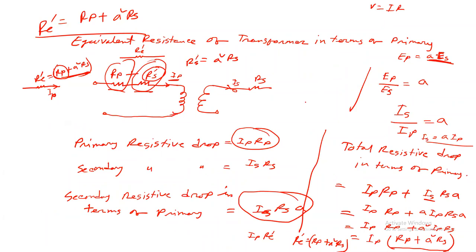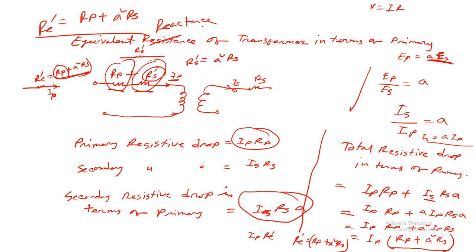Okay, clear. So now we change to our new topic: equivalent reactance, not resistance. Just change resistive to reactive. Our topic is now equivalent reactance, then impedance. Equivalent reactance of the transformer in terms of primary.